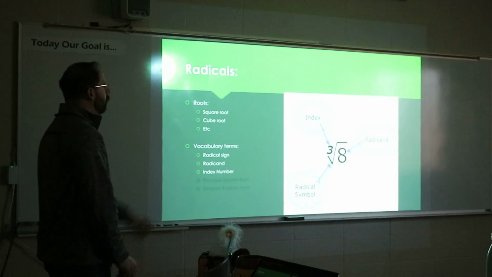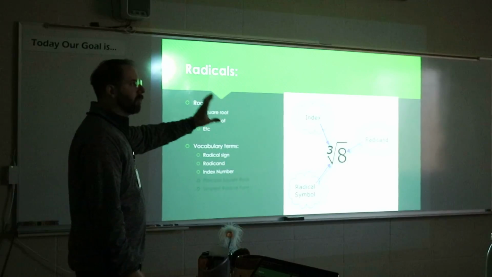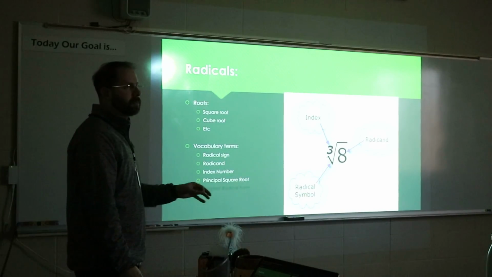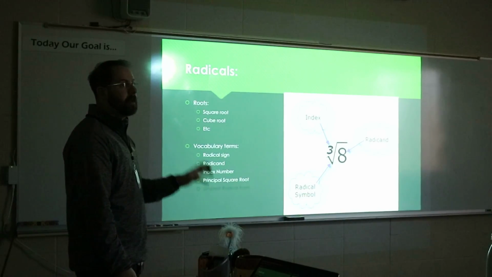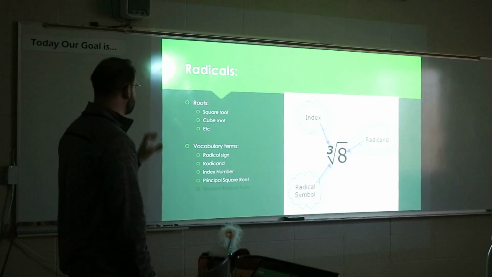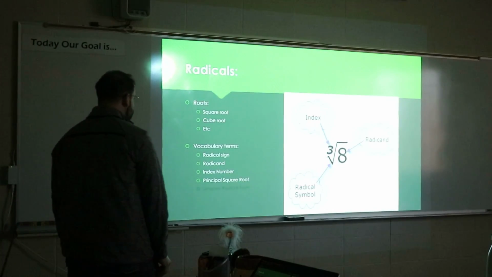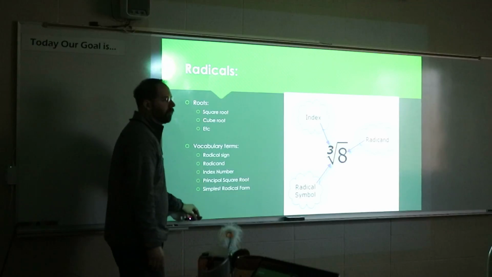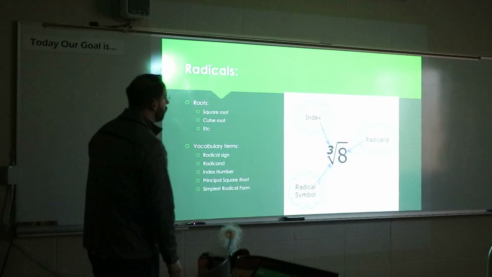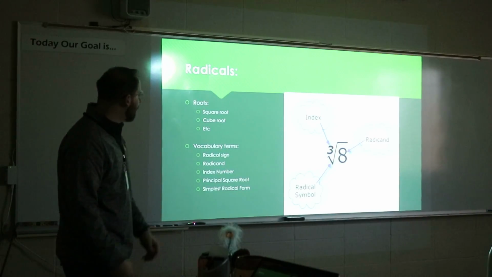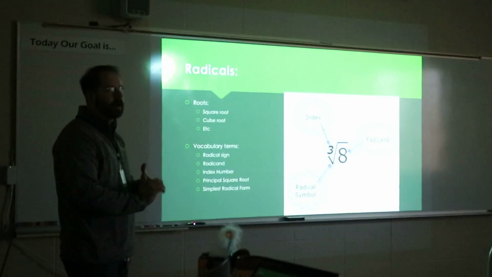Once we do a couple examples today, remember the goal here is the principal square root. That's the major goal. Can we do the principal square root? And then simplest radical form will be the second part we're going to do. Okay? All right, questions, comments about what we're going to be talking about here?